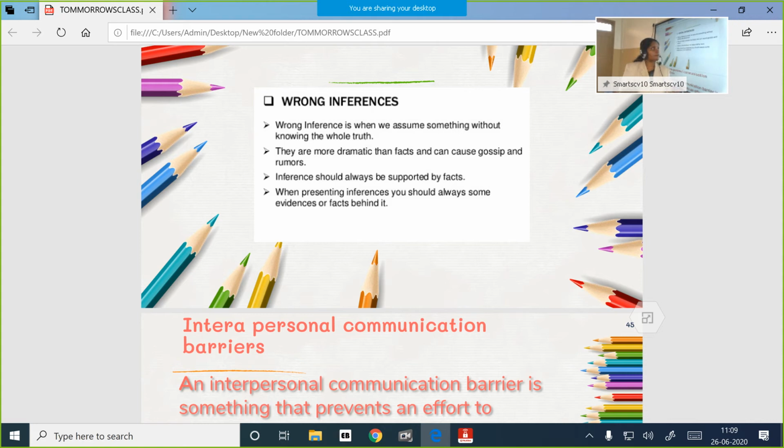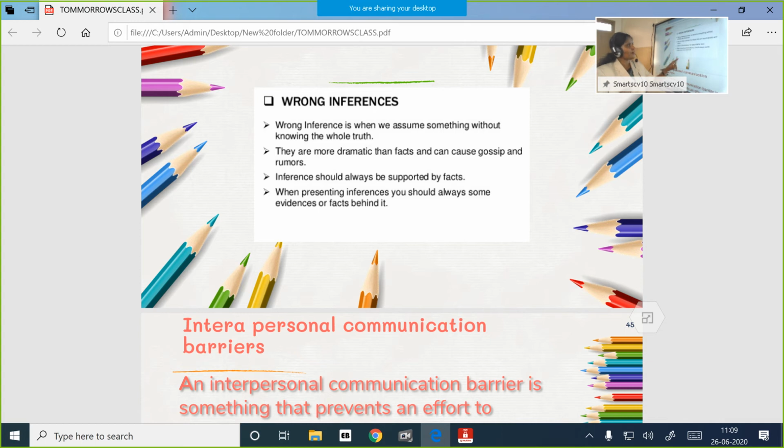So these are all wrong inferences. Whenever they get something, they'll go on saying the news again and again, but only at the end will we know what has happened. Similarly, we also have certain wrong assumptions about certain people. See, wrong inference is when we assume something without knowing the whole truth.